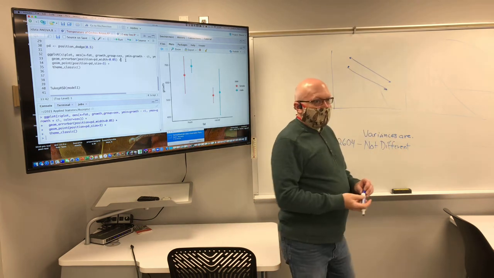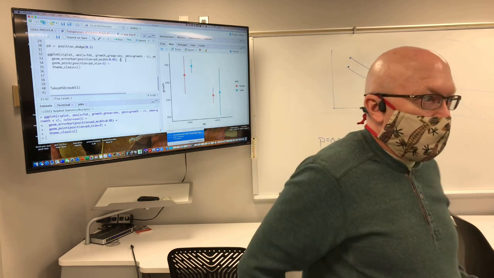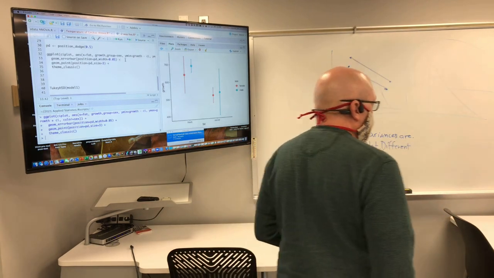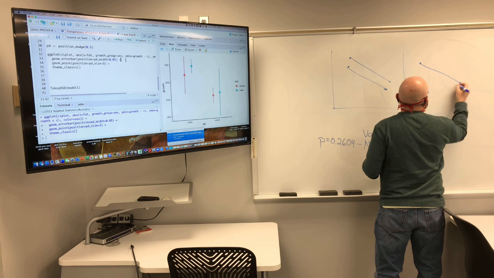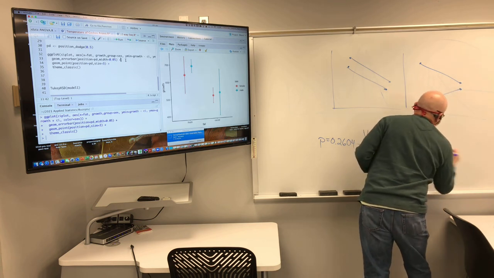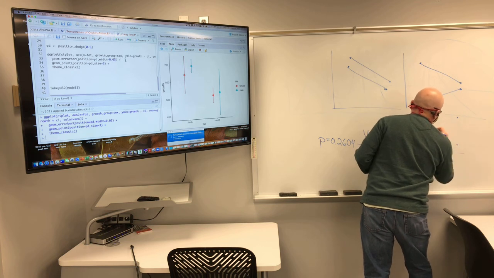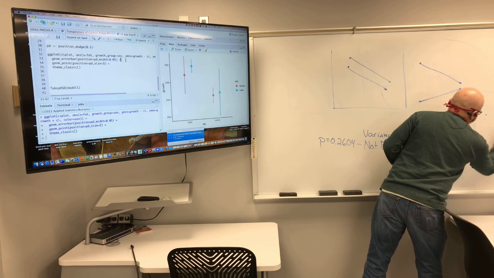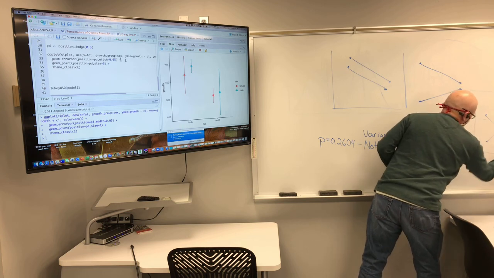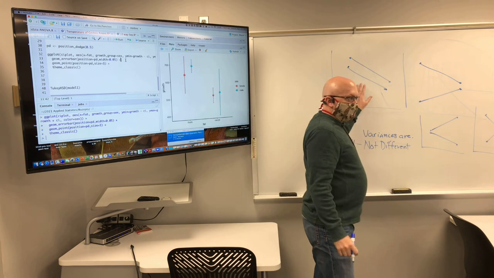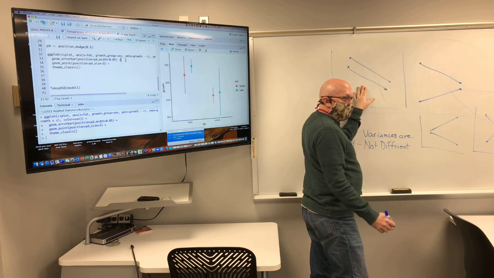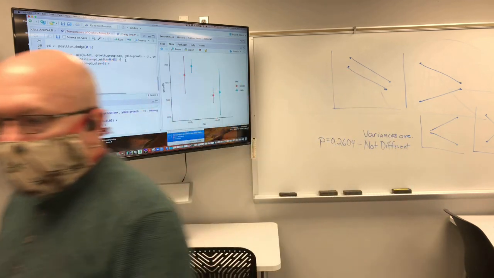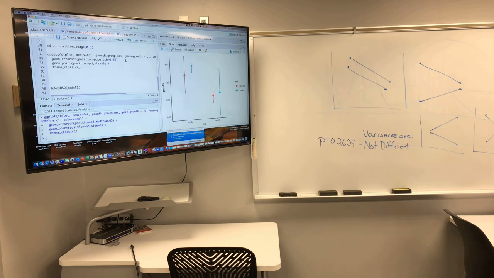If these lines are parallel, what does that mean? Versus this, or this, or this. What does this mean? We talked about this last class period. You guys recall, you just don't recall.